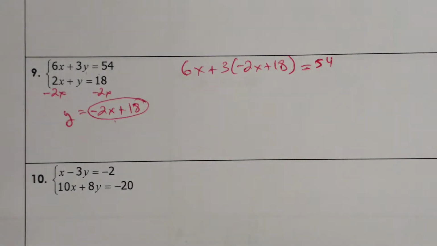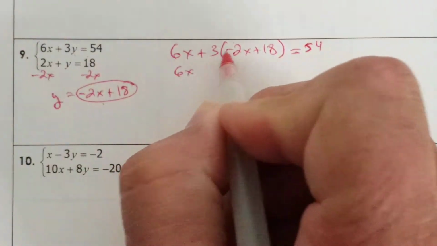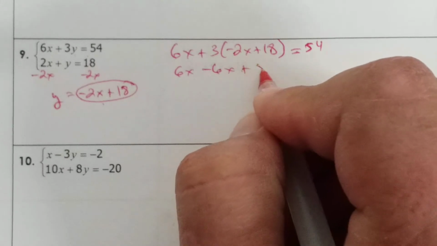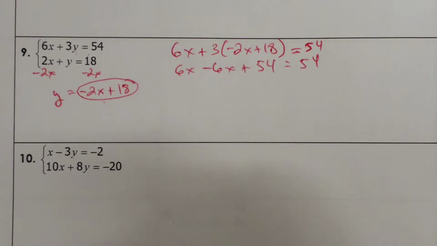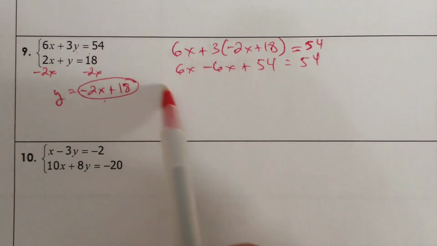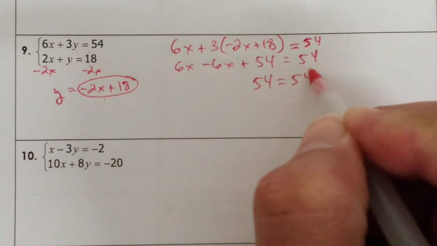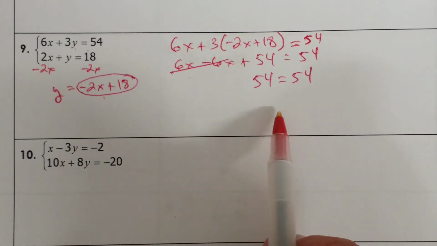And now I have an equation I can solve for x. There's the parentheses I'm going to have to distribute. 3 times -2 is -6x. 3 times 18 is 54. 54 equals 54. Oh, here's a special case. You're going to see what happens. What's 6x take away 6x? It's not x, it's 0. So you end up with this. These cancel out completely. This is a special case. I did not know this was going to happen on this problem, but that's okay.